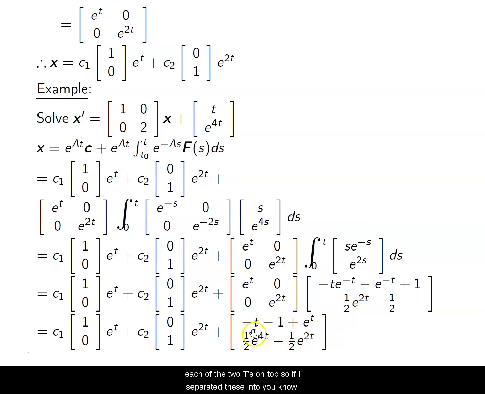If I separated these into, I guess it would be 6 vectors in this case, the e to the t is on top and would be absorbed here. This 1/2 e to the 2t is the only one on the bottom. There's none on top. So that can be absorbed by this constant multiple of the 0, 1 e to the 2t vector. Okay, so it gets simplified into this form, right? And that would be our answer. So we got the homogeneous, and then this is the solution to the non-homogeneous portion.